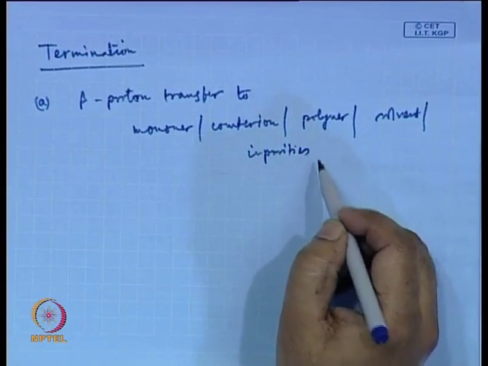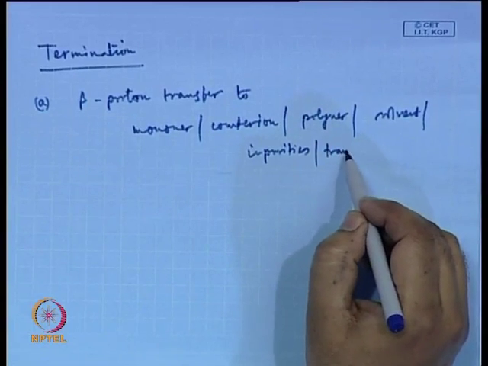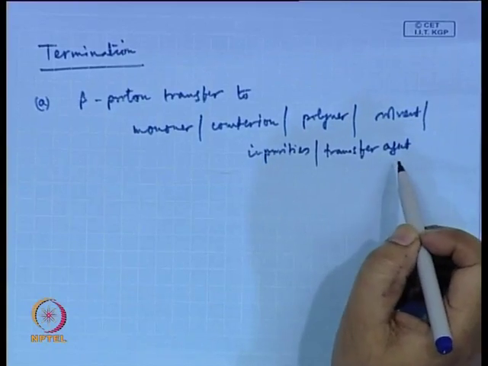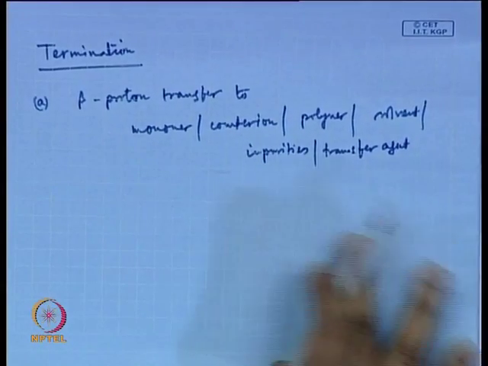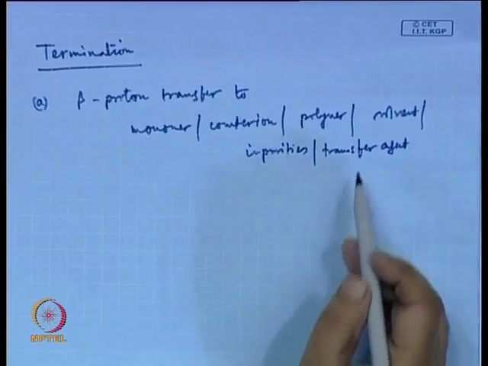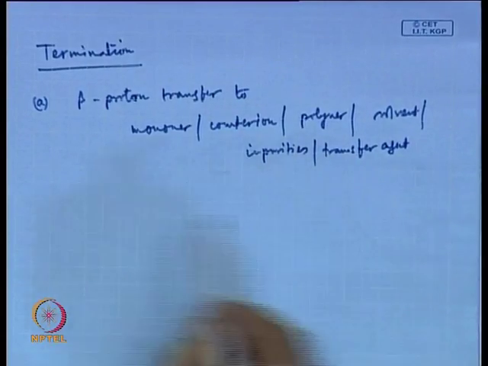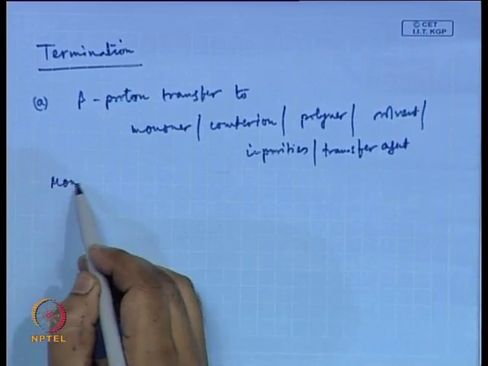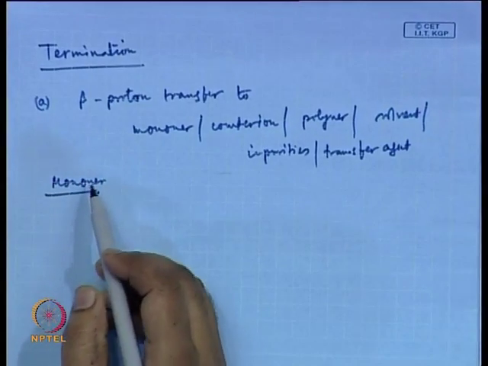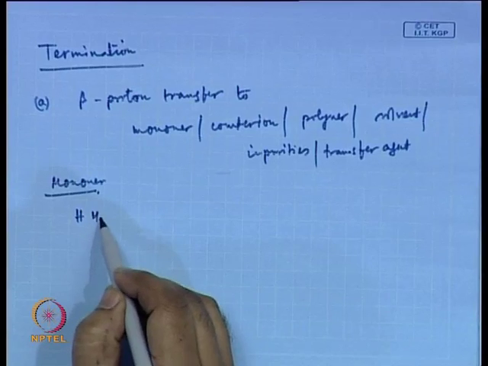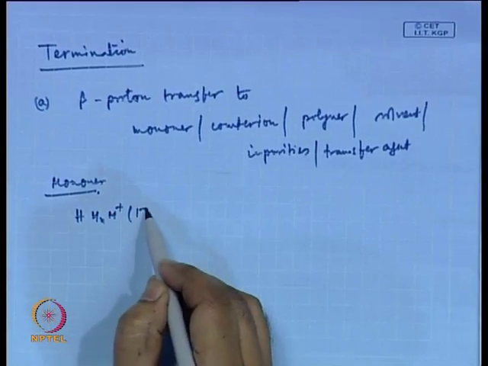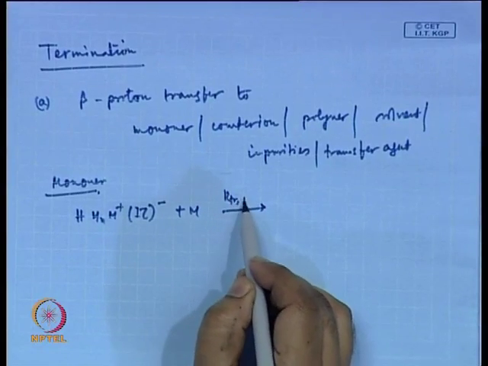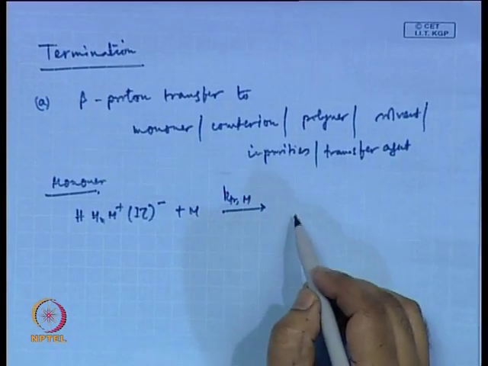which is present, or a transfer agent, like in the case of radical chain polymerization. We talked about chain transfer being possible. And for example, if we consider the beta proton transfer to monomer, I can write K transfer monomer, just like in radical polymerization.